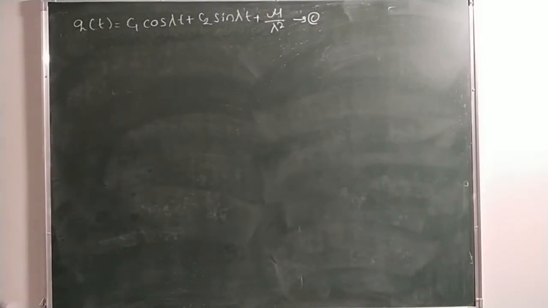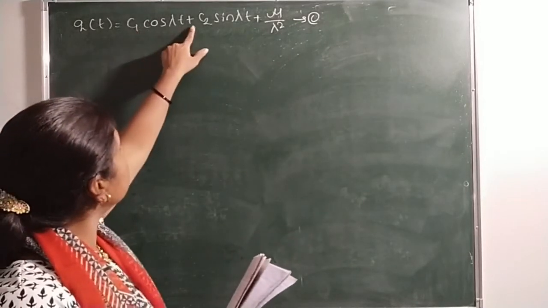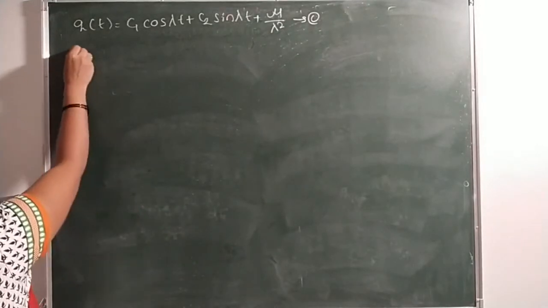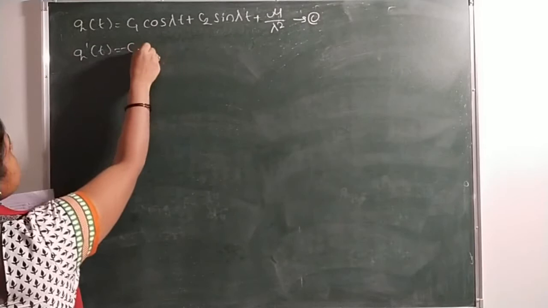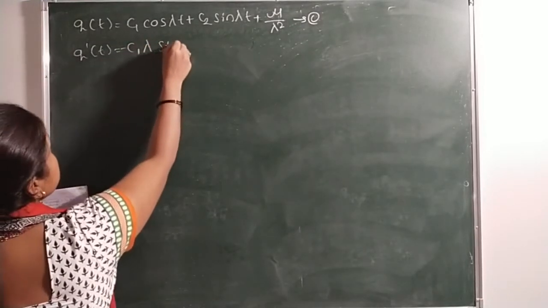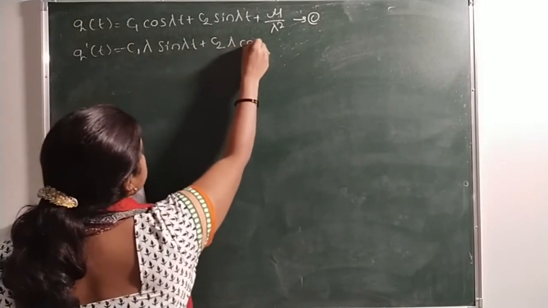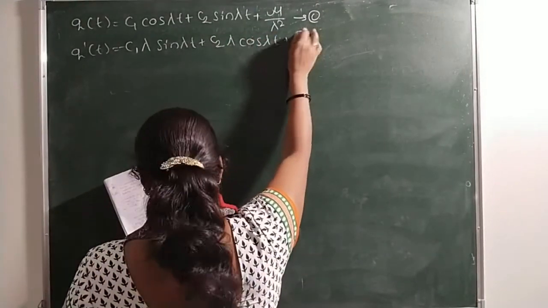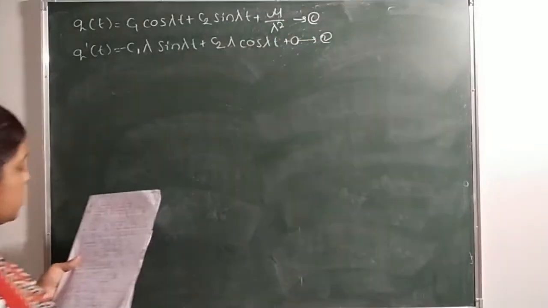Now after adding QC and QP we get Q = C1 cos λt + C2 sin λt + μ/λ². Now we differentiate this with respect to t. This becomes −C1 λ sin λt + C2 λ cos λt plus, this is a constant, that term becomes 0. We make this equation number 2.